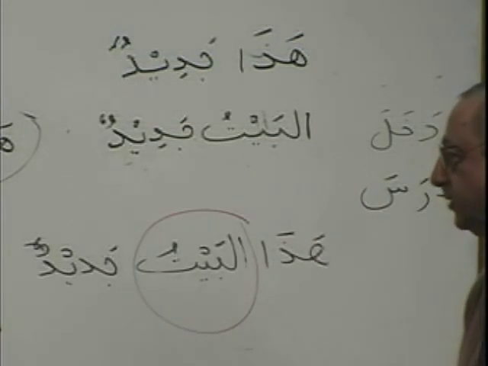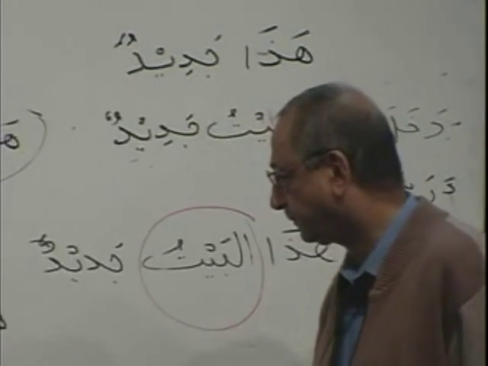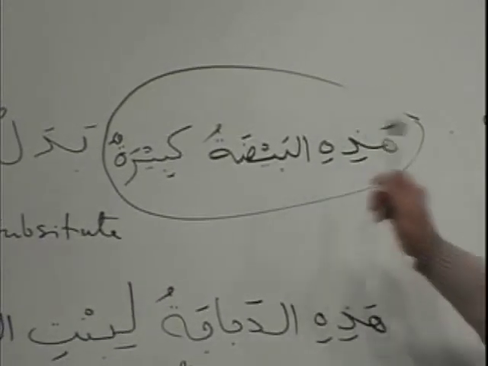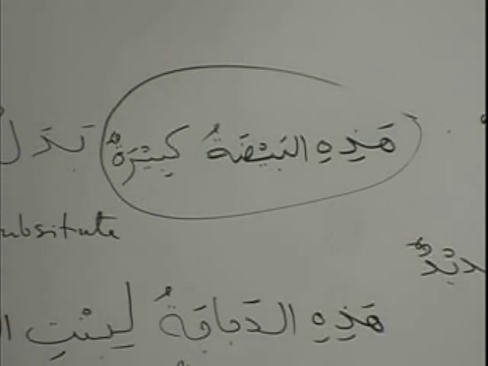Okay, look at this sentence. هَذِهِ الْبَيْضَةُ كَبِيرَةٌ. What is the English translation? This egg is big. So what is هَذِهِ? مُبْتَدَأ. What is الْبَيْضَةُ? بَدَل. Because see, it came after اسم إشارة. Sahi? And then what is كَبِيرَةٌ? خَبَر. You got the idea, inshallah?